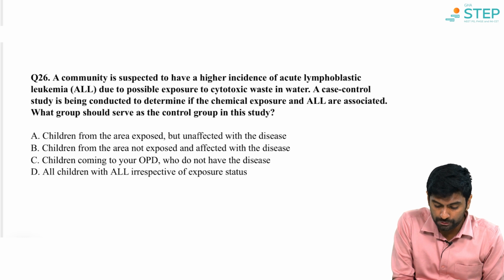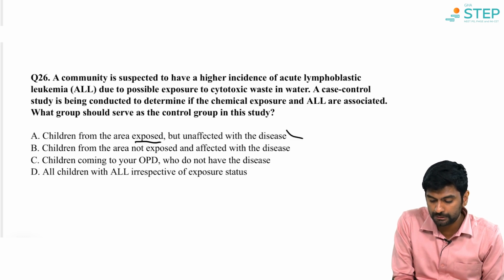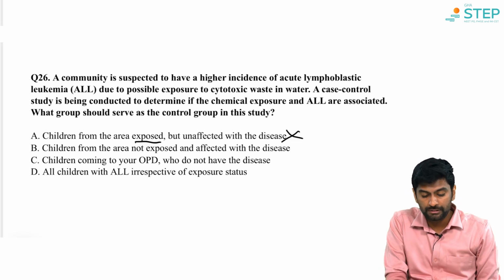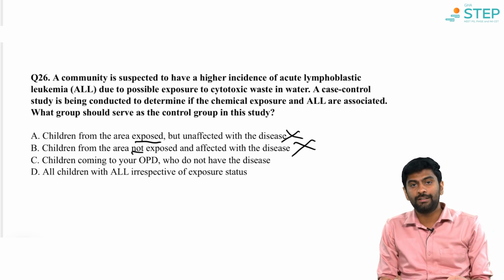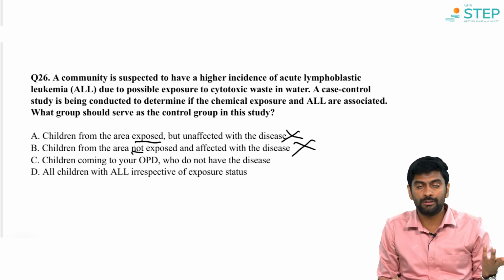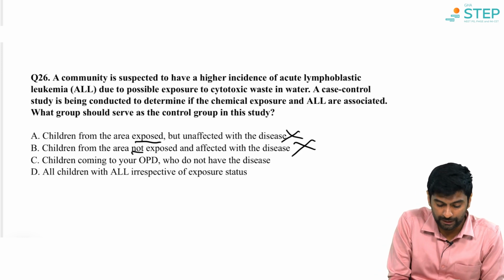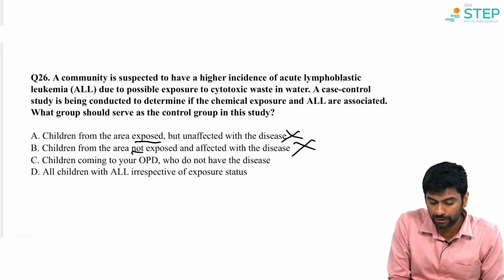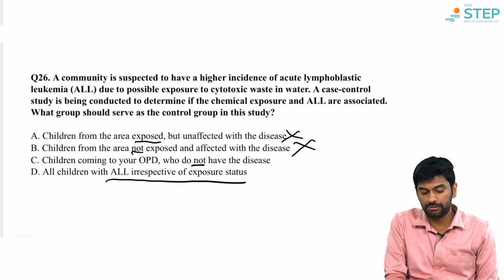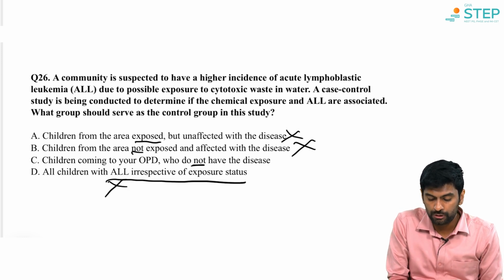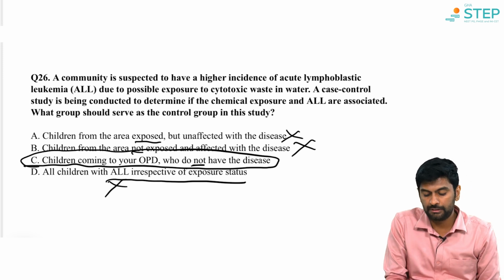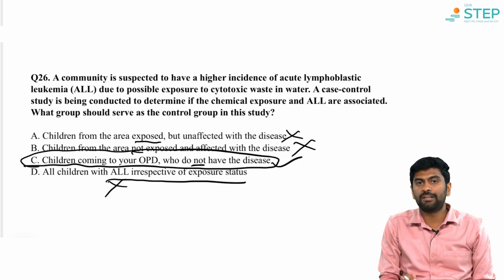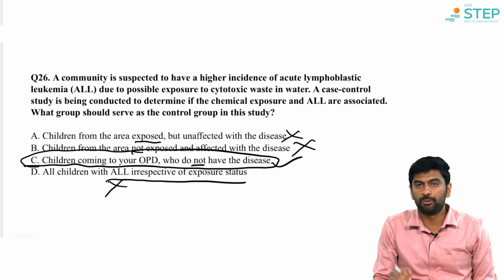So who are exposed, children who are exposed but unaffected with disease, nope, they already have the exposure. Children who are not exposed and are affected with the disease, so if they already have the disease, they cannot be controlled, because that would be a case then. Then children coming to your OPD who do not have the disease. Fourth option would be all children with ALL irrespective of exposure status. So again, this would be a case. So option C would be that they're coming to the OPD with similar characteristics, who do not have the disease and they don't have a known exposure.